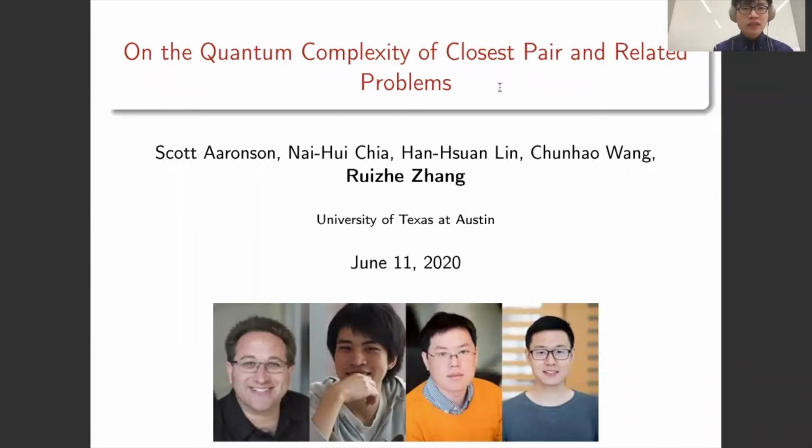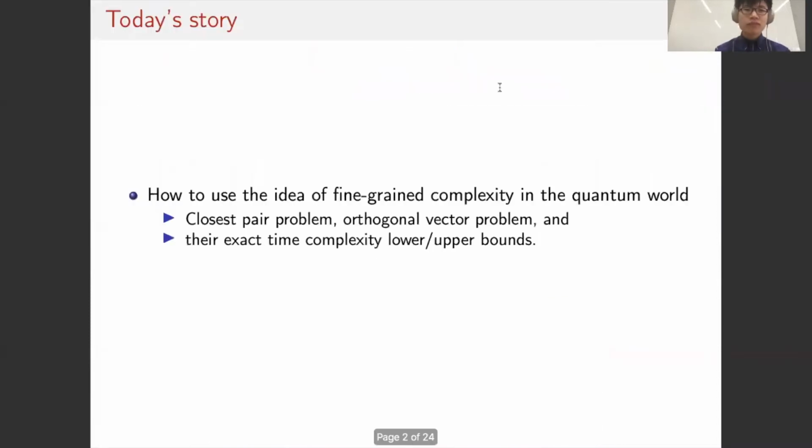Hello everyone. The title of our paper is on the quantum complexity of QSETH pair and related problems. It's a joint work with Scott Harrison, Ruizhe, Han Xuanlin, and Chunhao Wang at UT Austin. Today, what I'll tell you is how to use the idea of fine-grained complexity in the quantum world. I'll study the QSETH pair problem and the orthogonal vector problem, and I'll also show you some positive and negative results about their quantum time complexity.